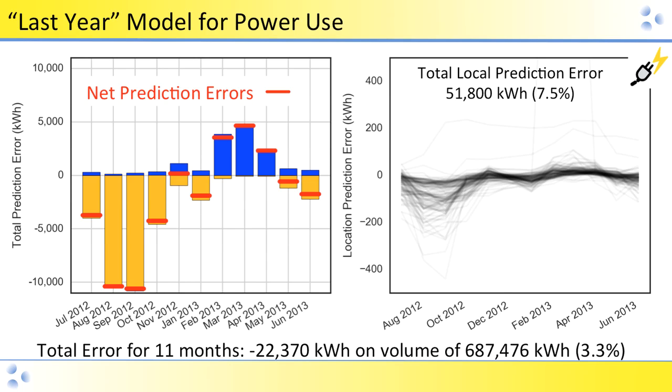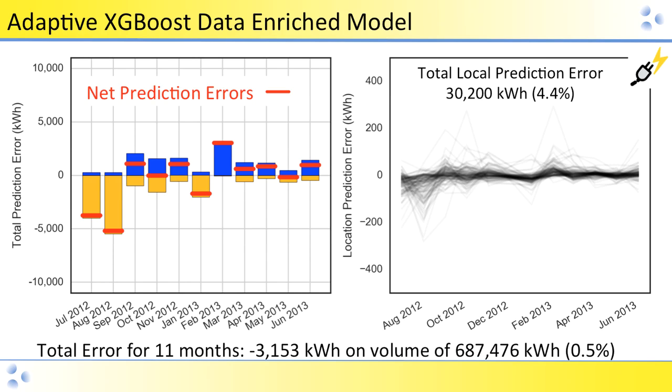And the local redistribution error is about 51,000, maybe 52,000, which is significantly larger relatively. It's about 7.5% error compared to the errors in the water redistribution numbers, which weren't nearly as bad. And then when I apply the machine learning, the adaptive data enriched model, I bring down the total net error to only about 3,000 kilowatt hours, or only about 0.5% of the total volume.